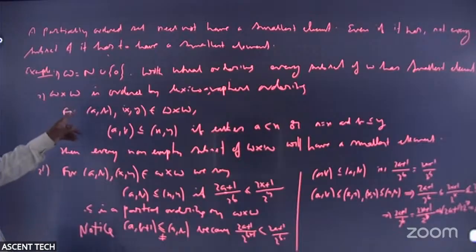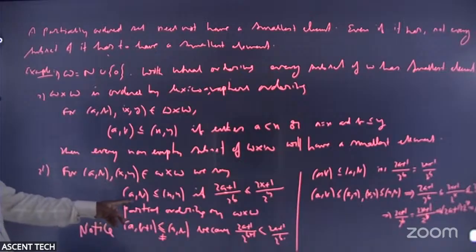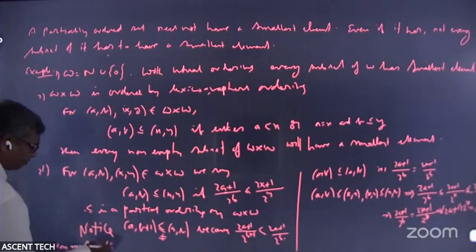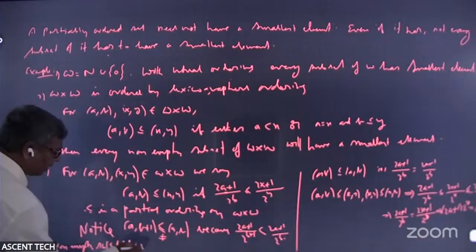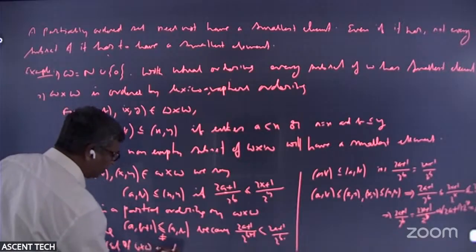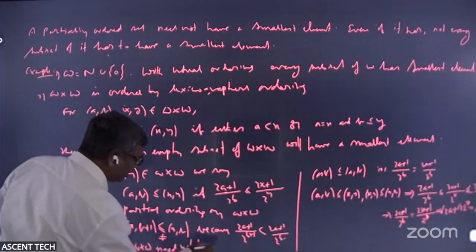So it's the same set, omega cross omega. I have a different kind of inequality, a partial ordering, with respect to which this omega cross omega will not have the property that non-empty subsets of it have least elements. So non-empty subsets of omega cross omega need not have smallest elements.